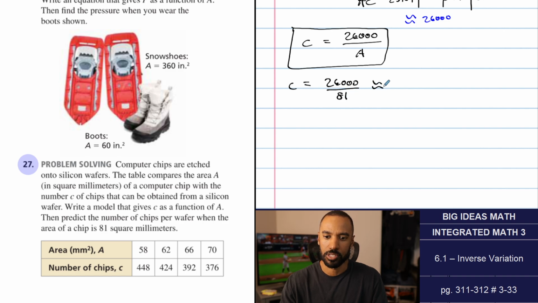you're getting about something. Let's see. 26,000. Why isn't there a rational regression? I guess that makes sense. That would be really tough to do. 320.9. Around 321. 321 what? Chips? Chips per wafer.